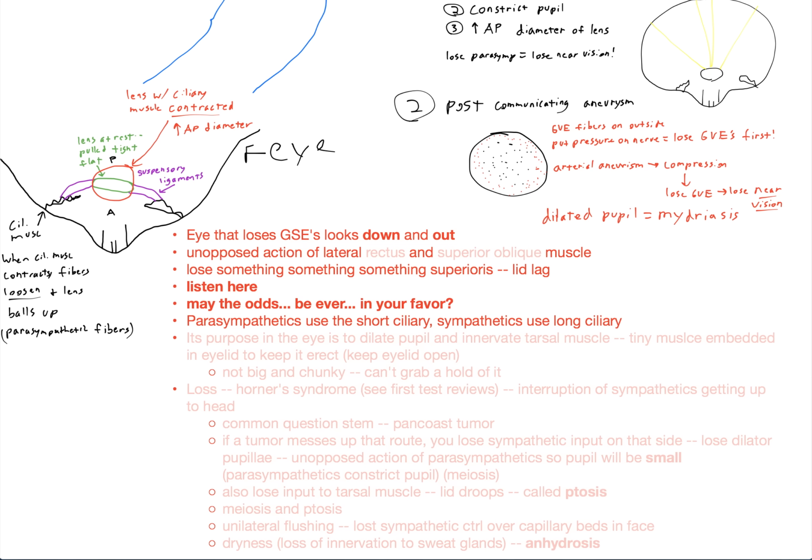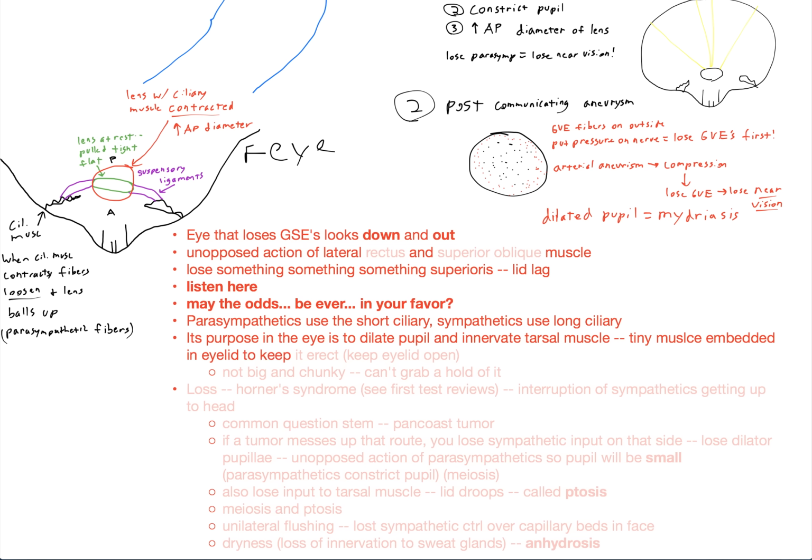Its purpose in the eye is to dilate the pupil. The other thing it does in the eye is the superior tarsal muscle. It's this tiny little muscle that's embedded on the inside of the eyelid that helps to keep the eyelid erect. So it keeps the eyelid open.